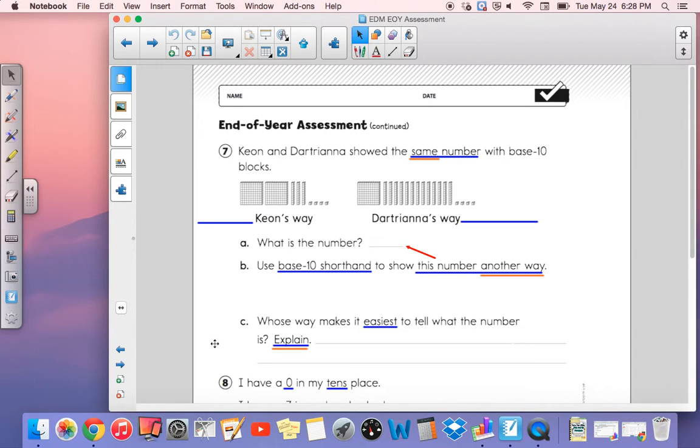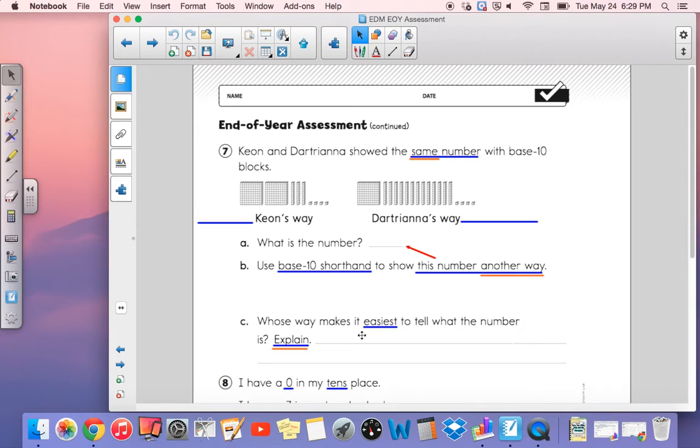Okay, C. Whose way is easiest to tell what the number is? If I look up here, was this easy to tell what the number was and count it? Or was this easier to tell the number and count it? Which way do you think is easiest to count and know the number quickly? I want you to put their name right here on this line.